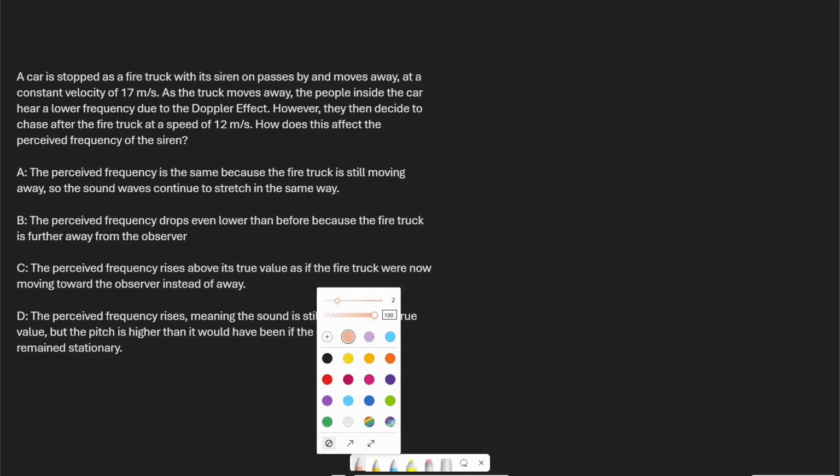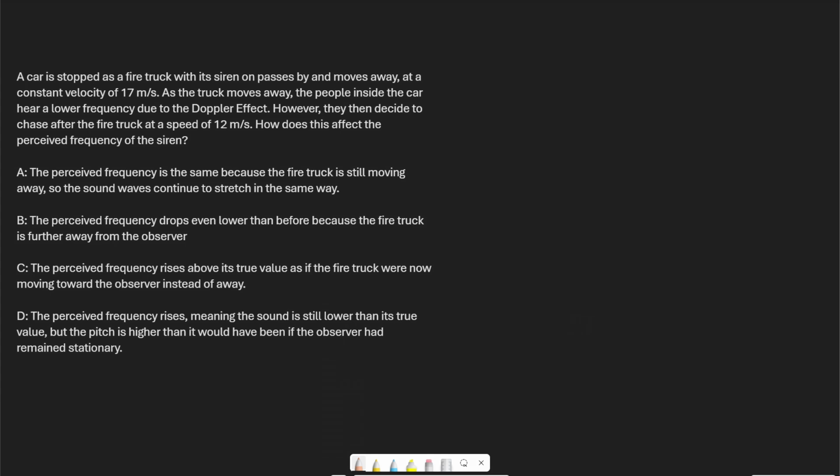So again, I like to draw these types of things and I feel like I have to draw it to be able to understand it. So we've got a fire truck with its siren on and it's moving away at a constant velocity of 17 meters per second. So I'm going to draw the fire truck just as a siren. And we're going to say it's moving to the right at 17 meters per second, right? And so there are people inside of a car. And I'm going to draw the car as just a box.